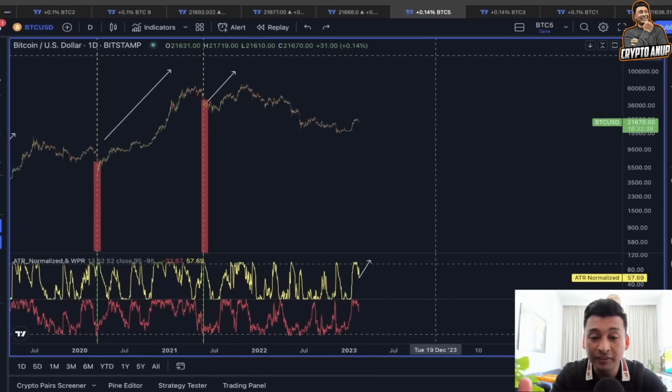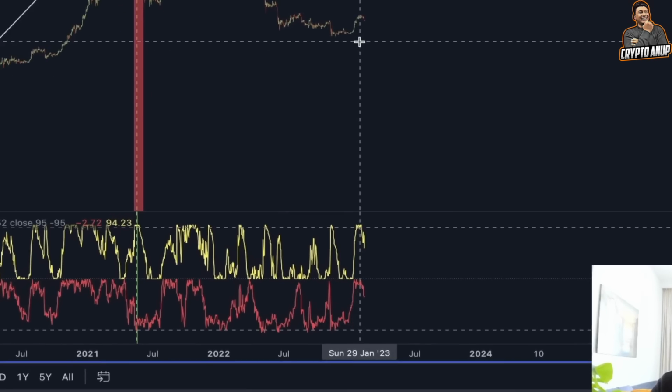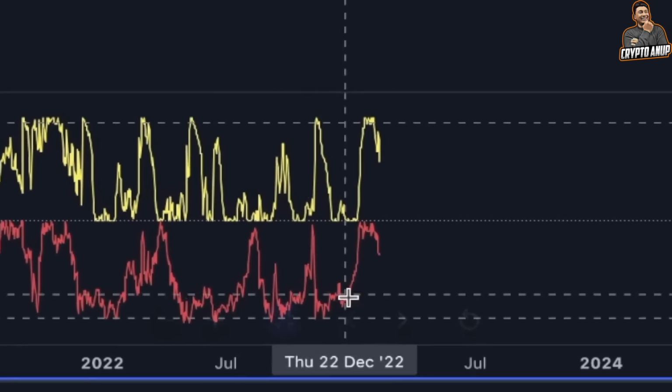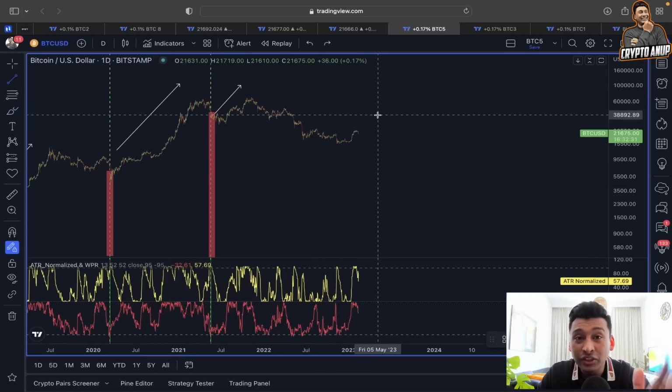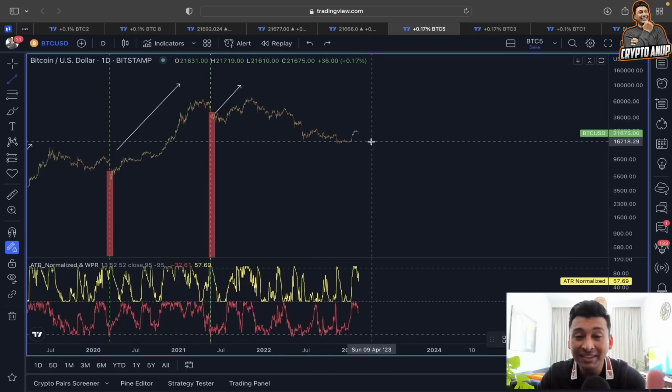But for now, since this indicator is remaining quiet, we have to be careful, because it's also indicating maybe the worst is yet to come. So I'm just warning you guys in that case.